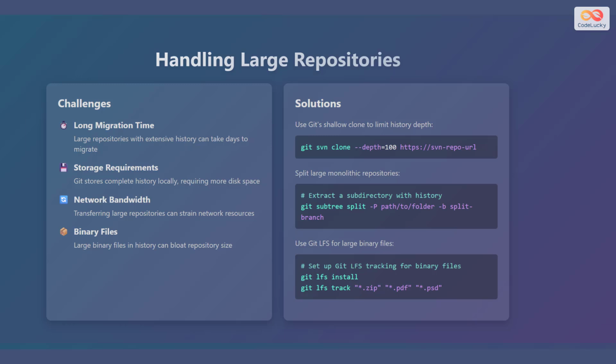challenges. First, use Git's shallow clone to limit history depth with the command git svn clone --depth=100, then the universal resource locator for the Subversion repository. Second, split large monolithic repositories with the command git subtree split -p path-to-folder -b split-branch. Finally, use Git large file storage for large binary files with the commands git lfs install and git lfs track zip, PDF, PSD.